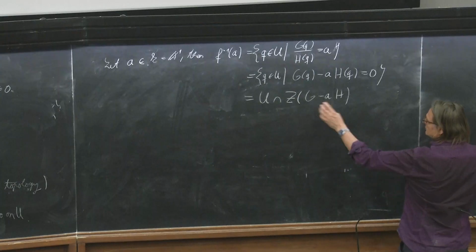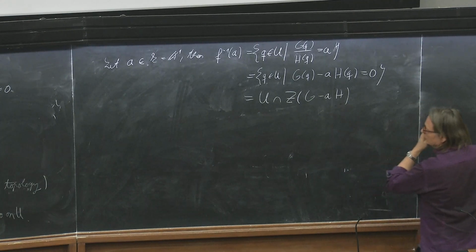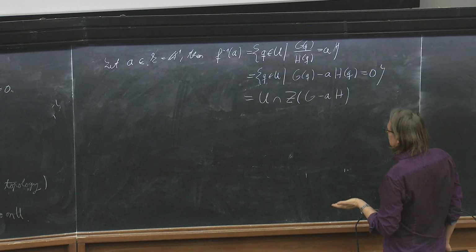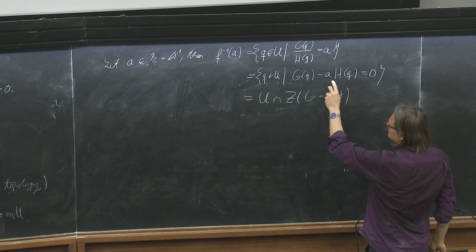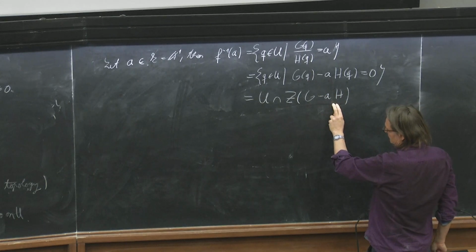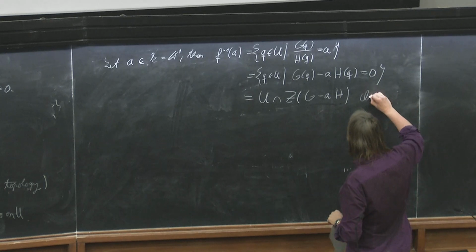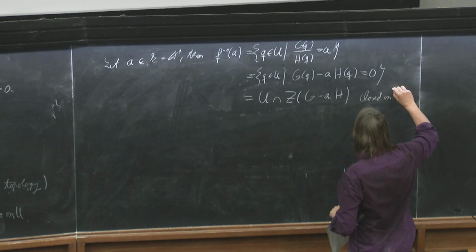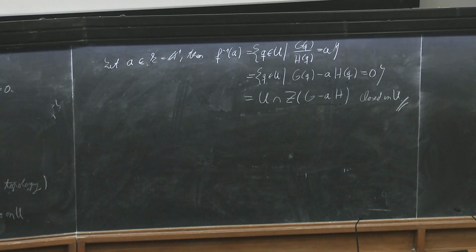G minus a times H is a polynomial, and it's also finite in the affine case. In the projective case, these two are homogeneous of the same degree, and a is just a constant in K. So this is a homogeneous polynomial, and so I can look at the zero set. So this is closed in U. So the map is continuous. Okay.